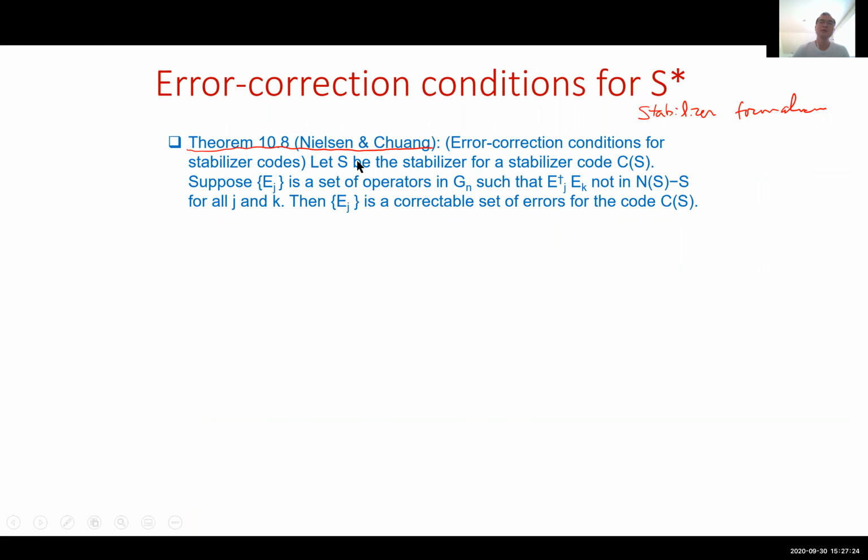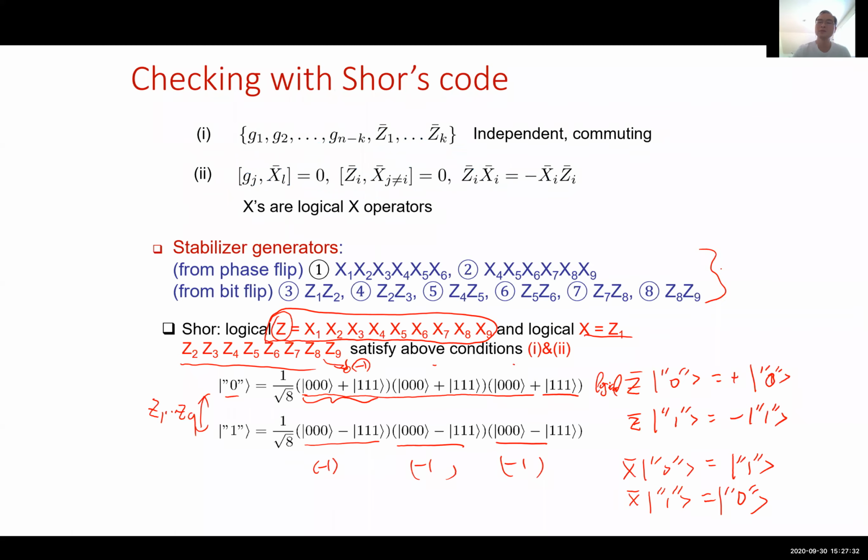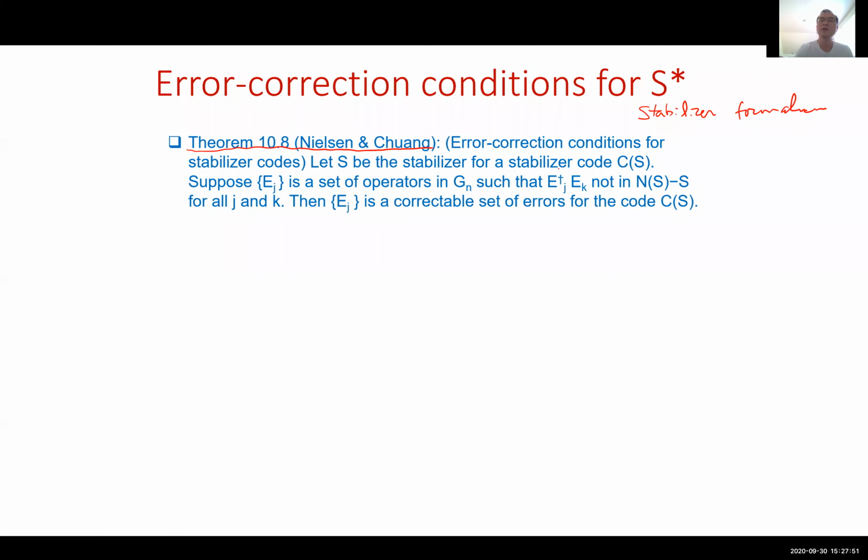Okay, so let S be a stabilizer for a stabilizer code, just like here. So with these A operators, we define or generate the stabilizer group S. Okay, suppose we have such a group and we can define the code space. And suppose we also have errors, assuming these are errors in the Pauli group, like X1, X2, up to X9, or Z, any of these actions, or could be Y1 up to Y9, being the possible 27 errors.